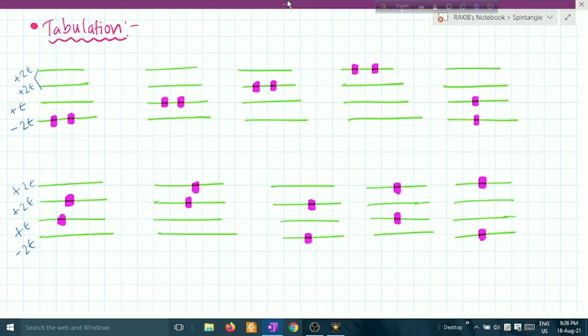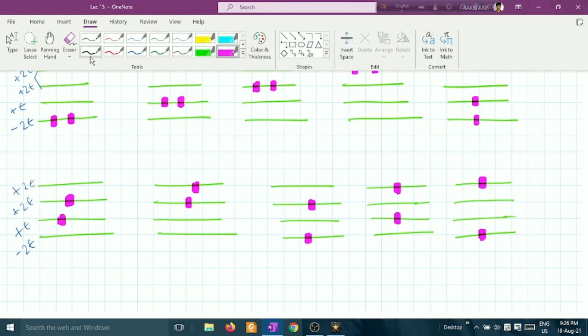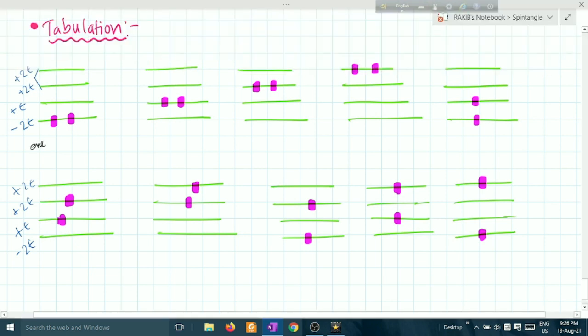What is the energy of the first microstate? Here I'm writing energy with black ink. Both particles are in the minus 2e state. Okay, this is not the tabulation, this is the energy diagram part. The energy of this will be what? There are two particles, each having energy minus 2e. Therefore, the total energy will be minus 2e minus 2e, that means minus 4e.